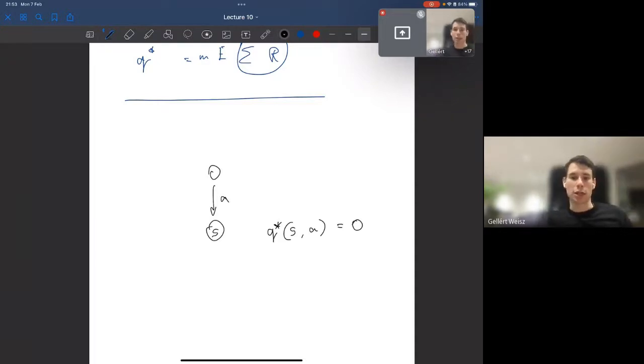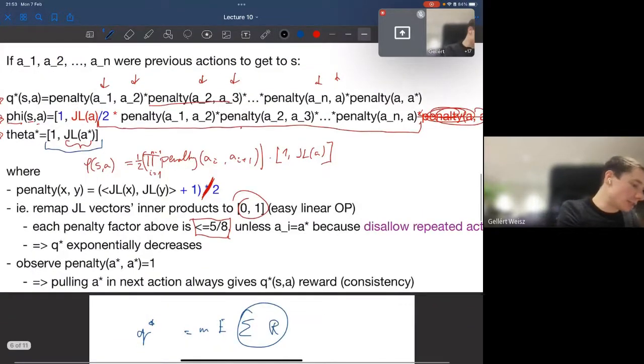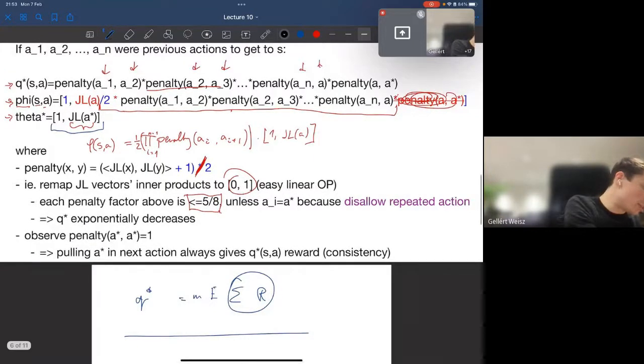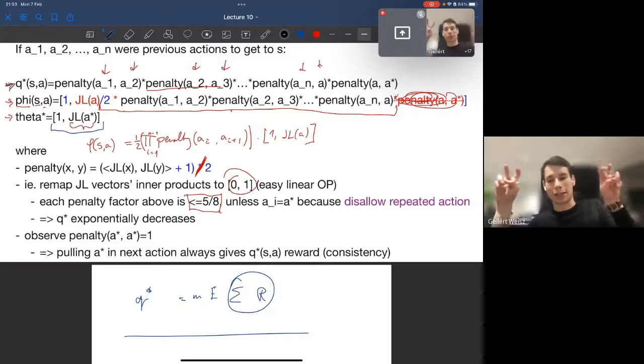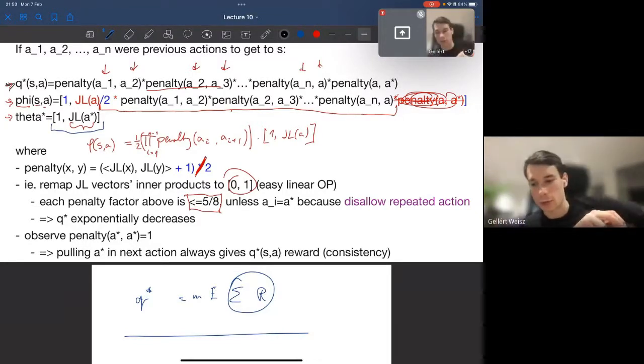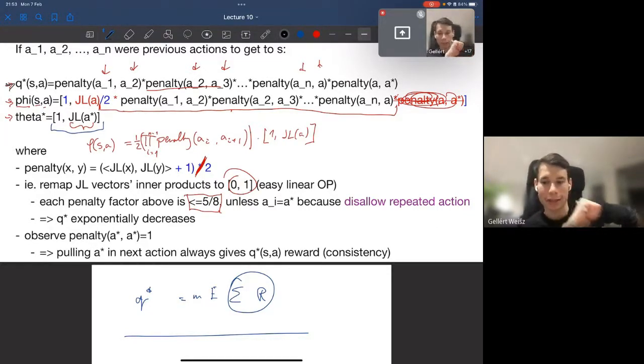There's a little caveat here. Obviously, this doesn't give you the entirety of the picture. Q star isn't always exactly this. If you take a repeated action, which is illegal, then it's going to be 0. And I'll tell you that it's going to be 0, and I implement it by transitioning to the exit lane with 0 reward. It's very simple, right?